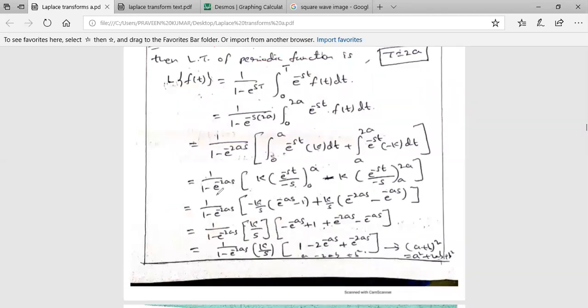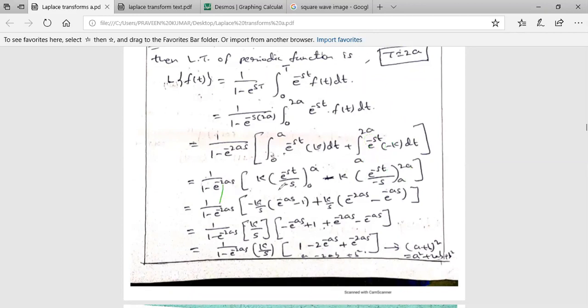Okay, so 1 by 1 minus e power minus 2as is as it is. k is a constant, so I'm taking it out. The integral of e power minus st is e power minus st, and the t coefficient is minus s, so that goes in the denominator, with integral limit 0 to a. Minus k is a constant, so we take out minus k. The integral of e power minus st is e power minus st, the t coefficient is minus s in the denominator, and the integral limits are a to 2a. So substitute those limits and simplify.